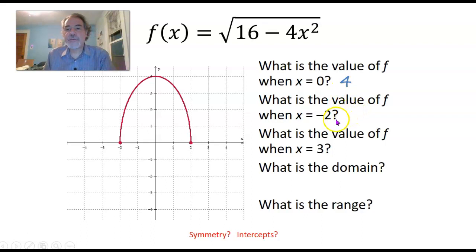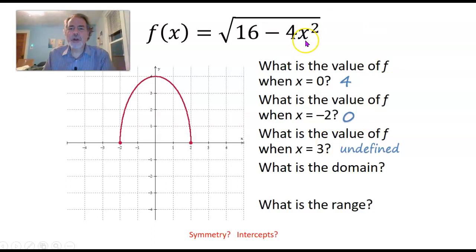What's the value of f when x is negative 2? I can see it right away on the graph. It is 0. You can try it in the formula. What's the value of f when x is 3? Well, what's the point on the graph with an x-coordinate of 3? I don't think there is one. There is no point on the graph where x is 3. So f of 3 is undefined.